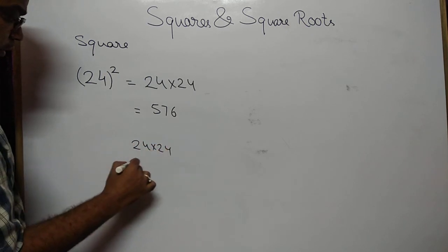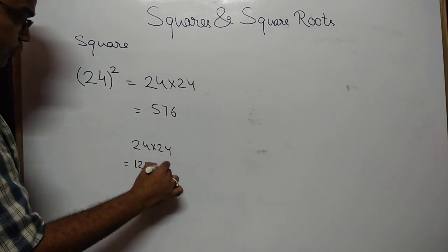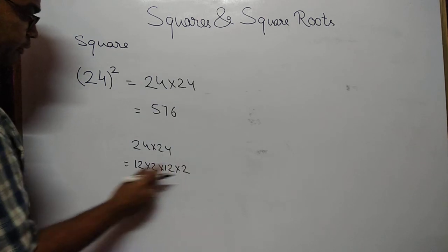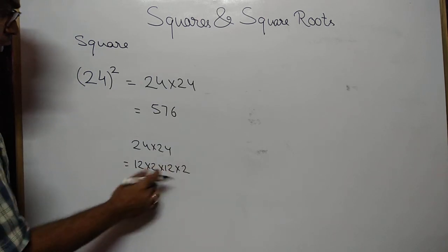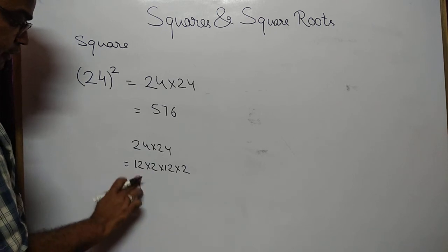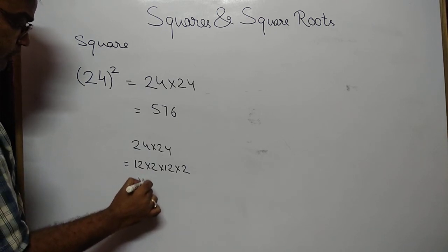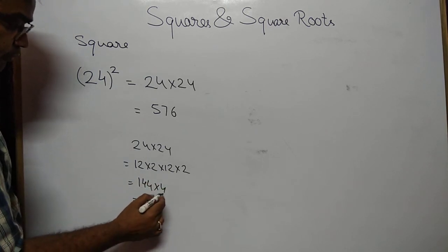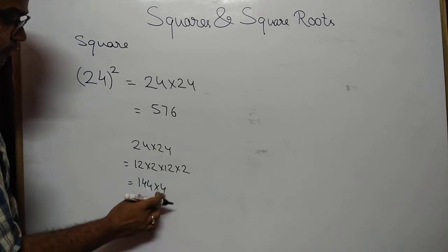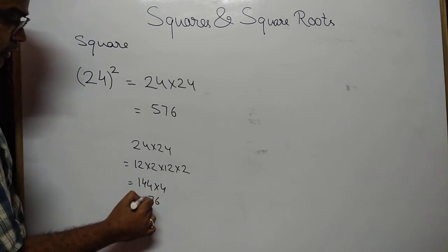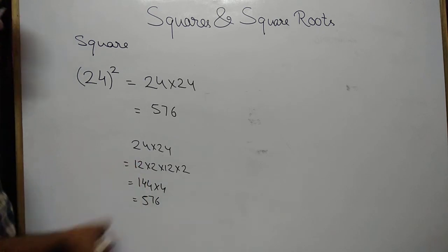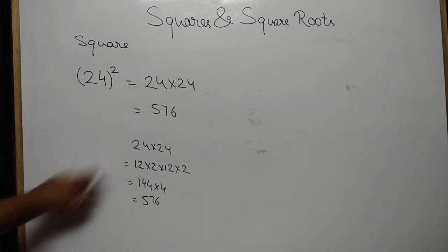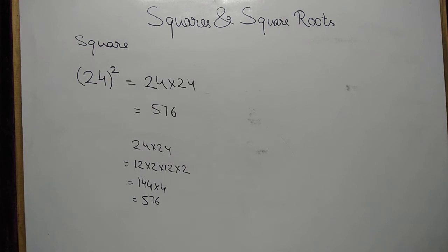Now as we know, 12 into 2, 12 into 2. Now I know that the square of 12, this 12 into 12, is 144. This is the main thing. We have to learn at least some of the squares. And then 4 4s are 16, 1 carry. 4 2s are 8, plus 1 is 9... sorry, 4 4s are 16, 1 carry, 4 4s are 16, 1 17, 4 1s are 4 plus 1, 5, 576. So likewise we can multiply easily and find out the given product.